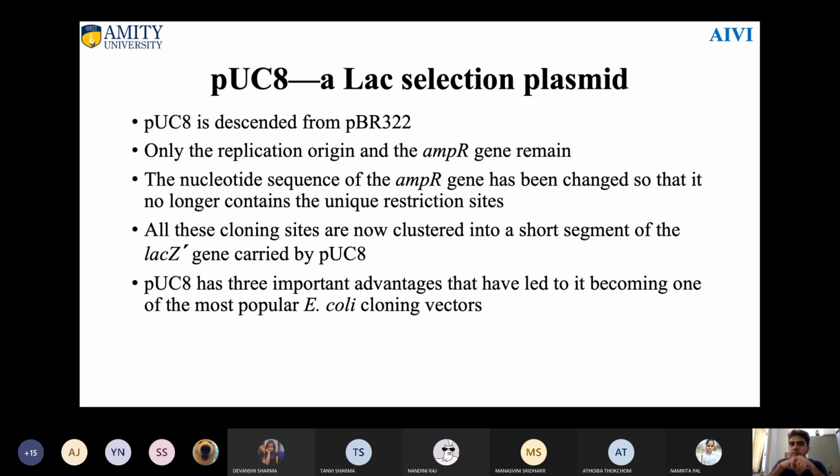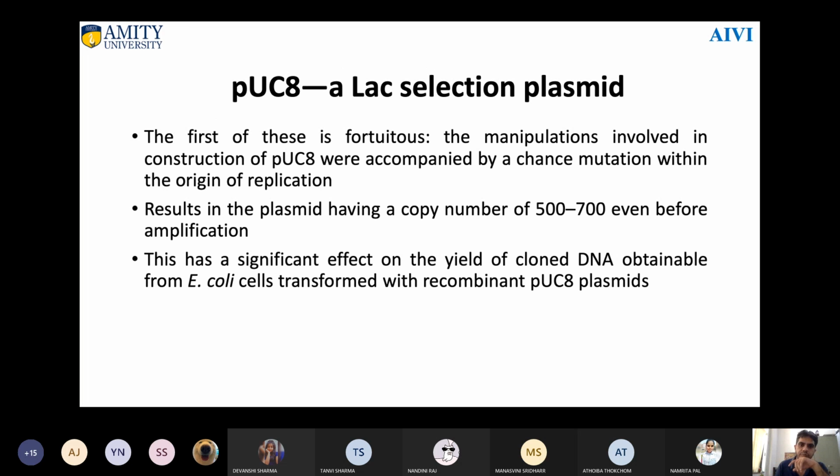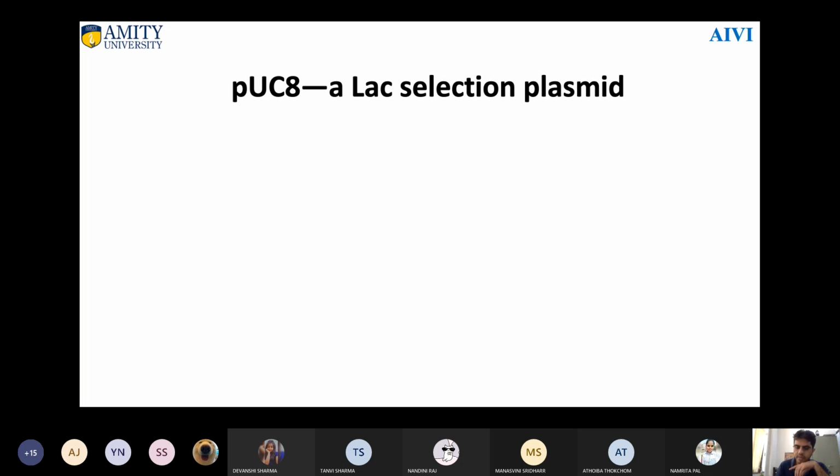As we mentioned, pBR322 is no longer a vector of choice because advanced vectors are there that we choose for further cloning. So among them, pUC is a further advancement. One of the advancements is that it has a lac selection.